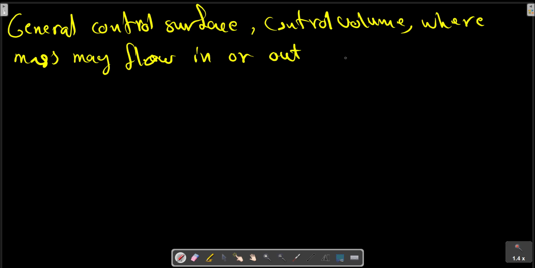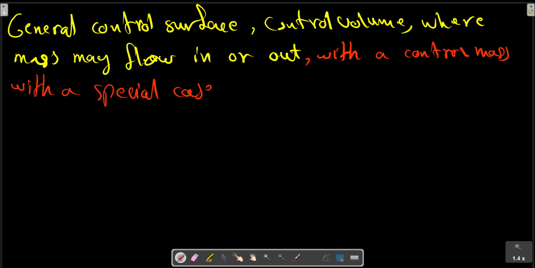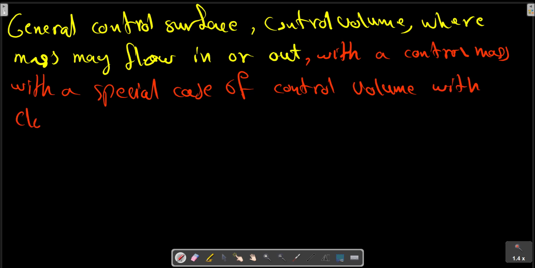So we can write: a general control surface defines a control volume where mass may flow in or out, with a control mass as the special case of a control volume with closed boundaries to mass flow.